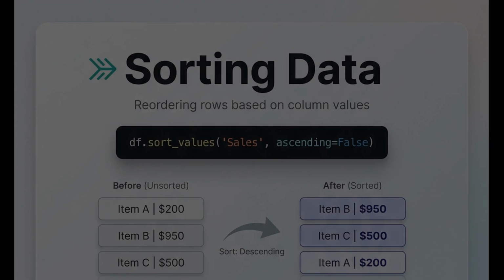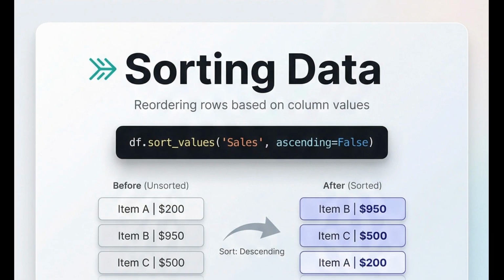Sort data with sort_values. Control the direction with the ascending parameter. You can even sort by multiple columns to handle ties, organizing your data exactly how you need it.